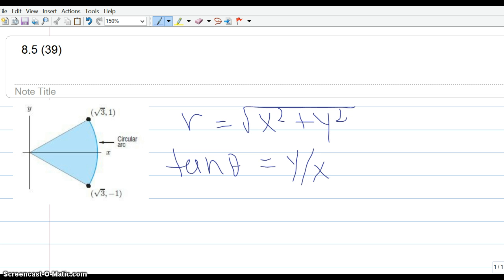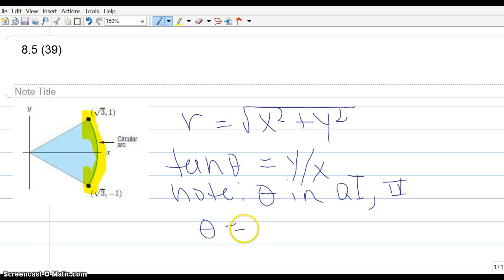In this particular problem, I do notice, however, that my theta, if I look at the angle of rotation, I always start from the positive x-axis, I can go as high as that point and down as low as that point, so theta is always going to be in quadrants 1 and 4. So since theta has to be in quadrants 1 or 4, which is in fact the range of inverse tangent, in this case we can think of theta as being the inverse tangent of y over x.